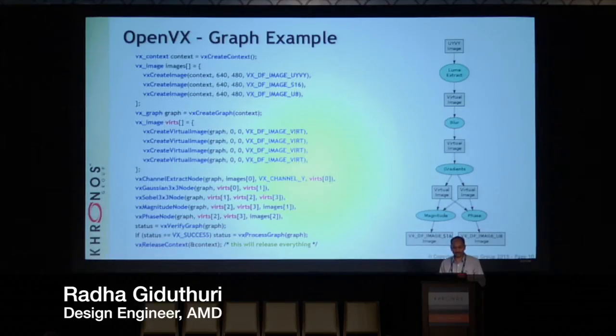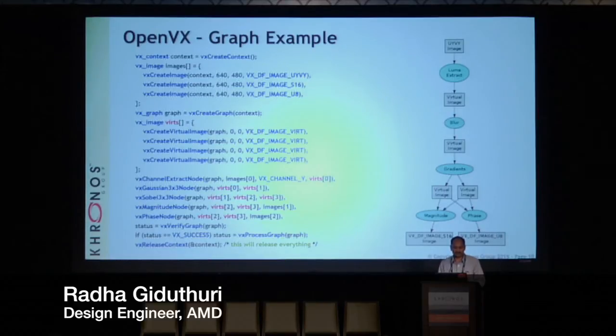In this particular example, you can see it starts by creating a context. And at the last line, if you notice, there is a release context. You can think of this as the life cycle of the context. Once you say release, all the memory allocated under this context will be released. So you don't need to keep track of every object in there if all you want to do is create once and then destroy it at the end.